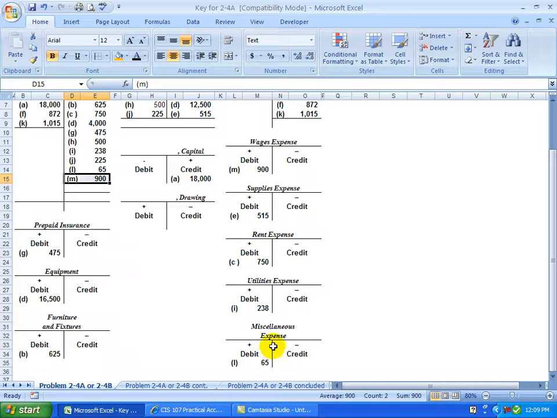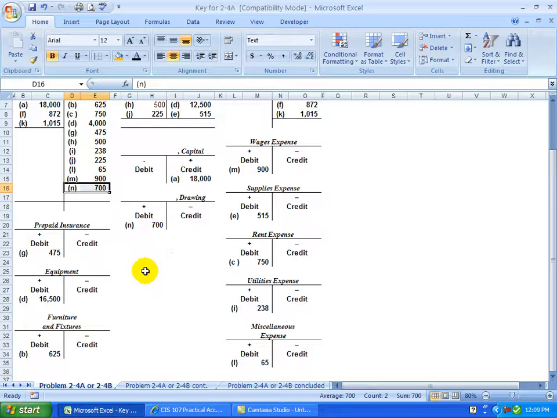Looking at the next transaction, personal use is involved. That's the drawing account. Before it had a zero balance, now it's going to have a balance of $700, so we have to record this on the plus side. And we're writing a check, so cash is going down.